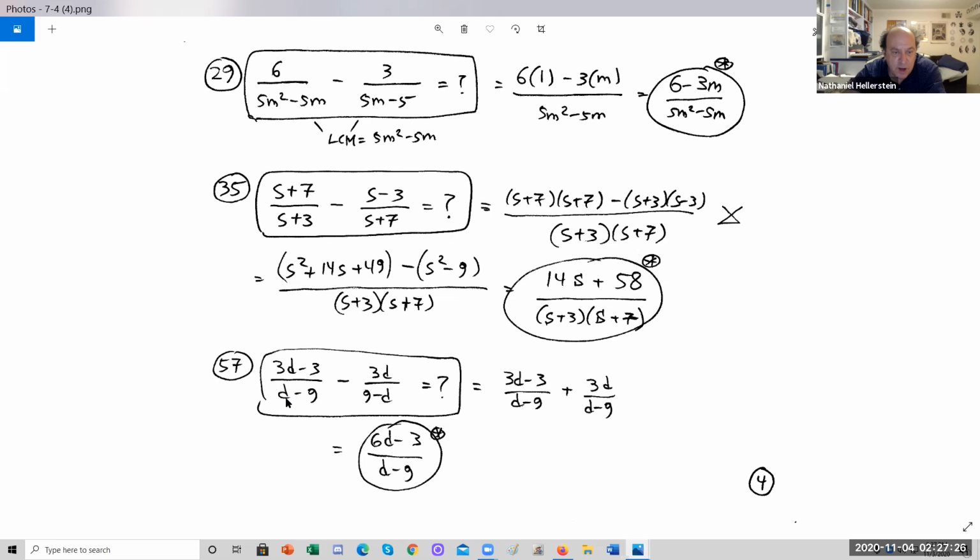You have 3d minus 3 over d minus 9 minus 3d over 9 minus d. Now these differ only by a sign. Their subtraction is in opposite order, so we could flip this around to d minus 9, provided we change this minus to a plus. So 3d minus 3 over d minus 9 plus 3d over d minus 9. This is a common denominator, d minus 9. We add the numerators. This plus this makes 6d minus 3. So we have 6d minus 3 over d minus 9.